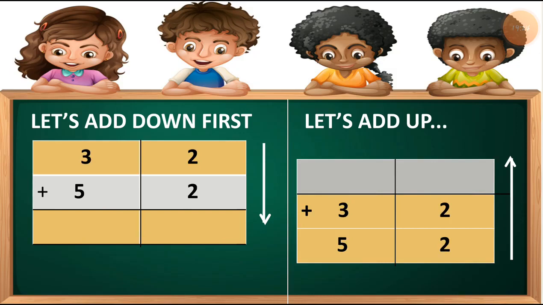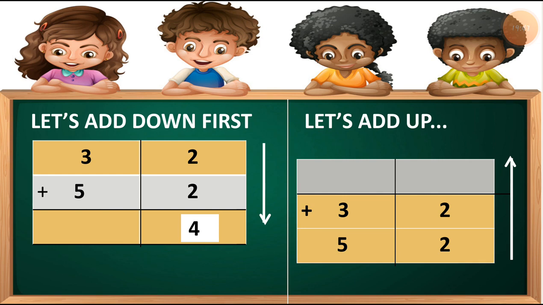Next example, which is 32 plus 52. I repeat this, 32 plus 52. In this, the ones column is 2 plus 2. So in this, the answer is 4. So we can write down number 4 as the answer.